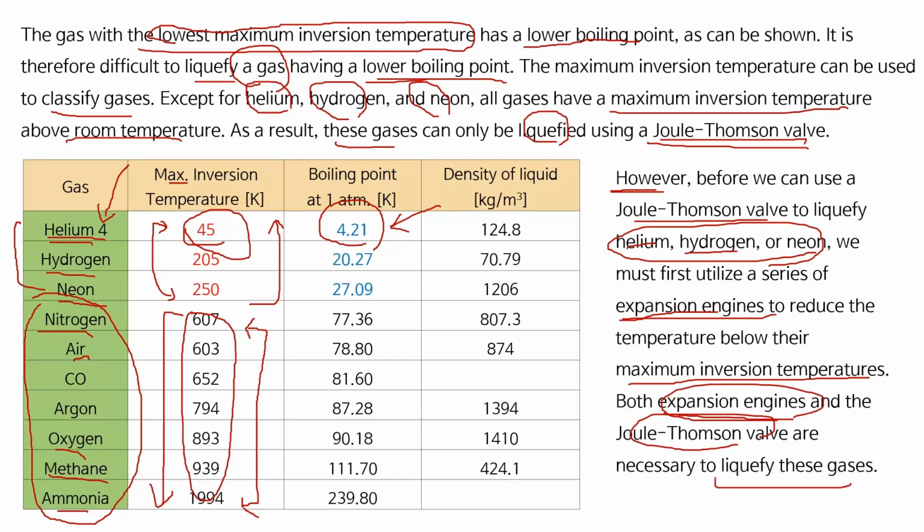So for these gases, we can liquefy them only with the Joule-Thomson valve. But for these three gases, we have to use an expansion engine to lower the gas temperature below their maximum inversion temperature. Then we can use the Joule-Thomson valve to liquefy those gases. Okay.